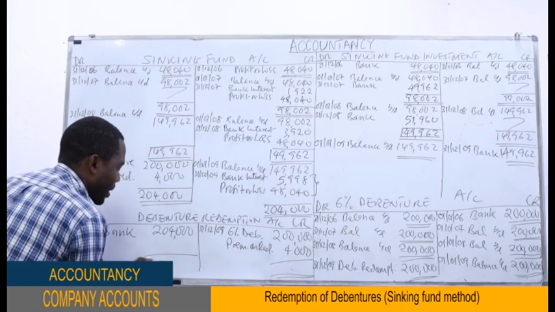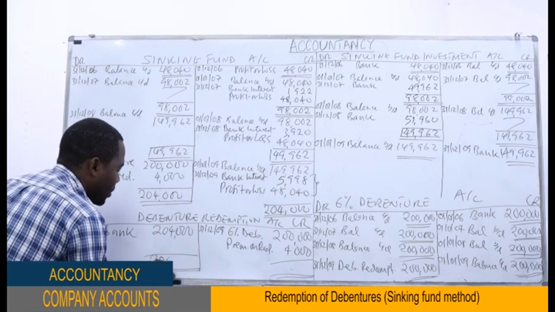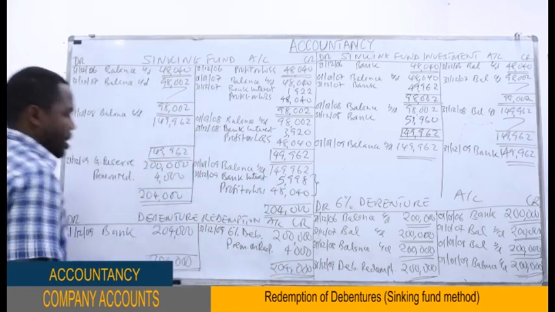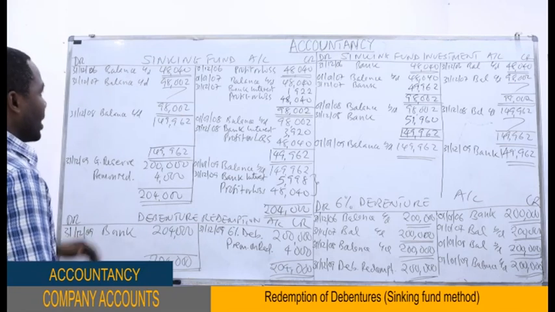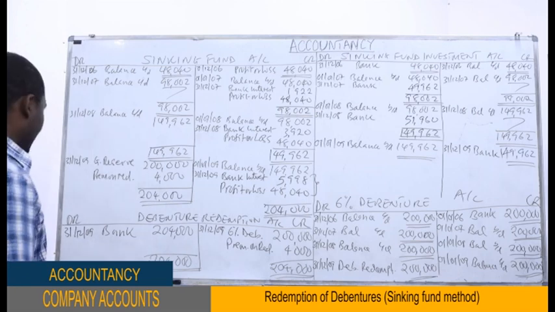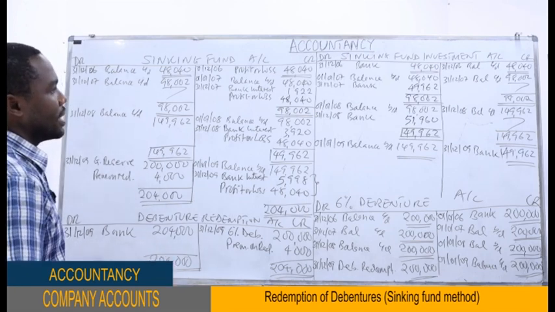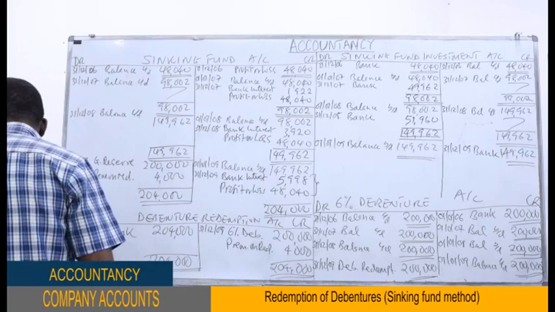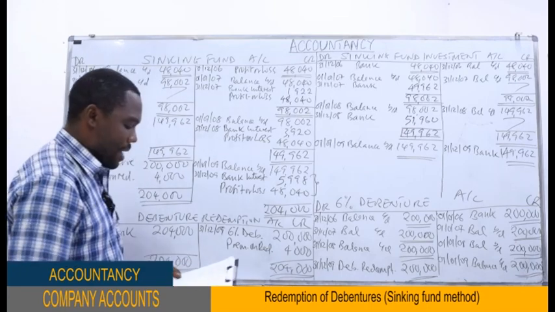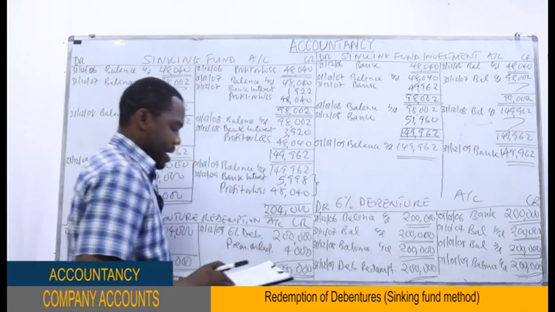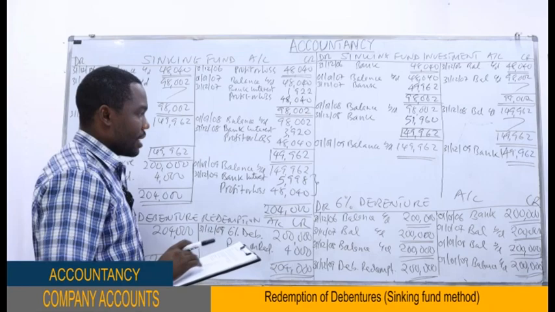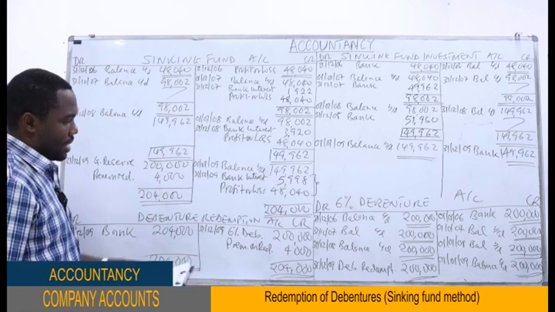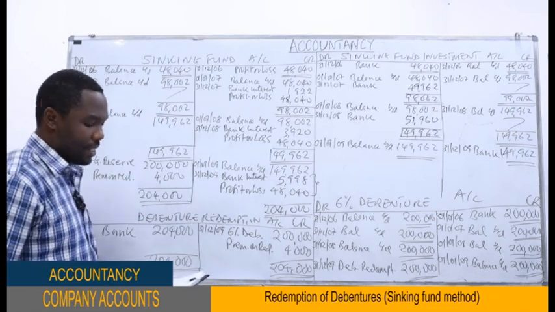Okay. So here you have 204,000. Okay, so this is the debenture redemption, and I have shown you the sinking fund account and the sinking investment account. At the end, we have realized the cash and the 6% debenture. Of course, if you go back to the question, we are required to open up 6% debentures. It is here, and sinking fund account, it is here. Sinking fund investment account, it is here, and the redemption, this is debenture redemption. So this is how you are supposed to do under this method.